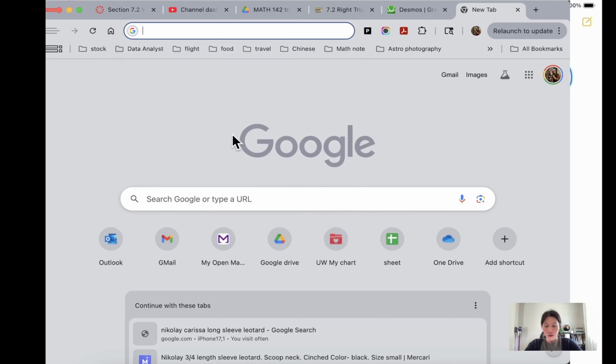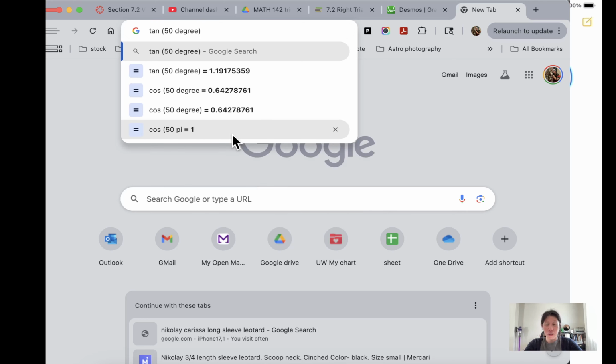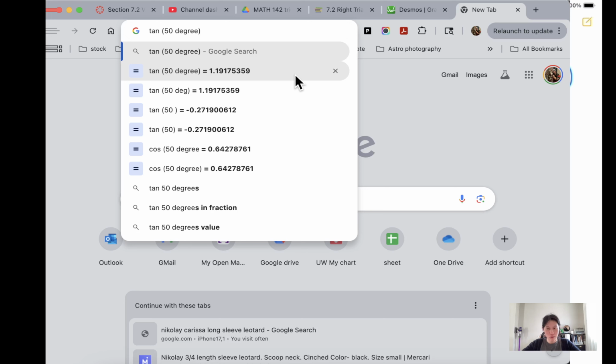Similar for tangent, like tangent 15 degrees, they give you the answer 1.197, because tangent 15 is different from tangent 15 degrees. We need to have the degrees. See, tangent 50 is equal to negative 0.27, so this should be in degrees. So here, let me copy this down. You can also use a decimal calculator. Later I will attach a YouTube video on how to use the decimal calculator to calculate the cosine and sine functions.